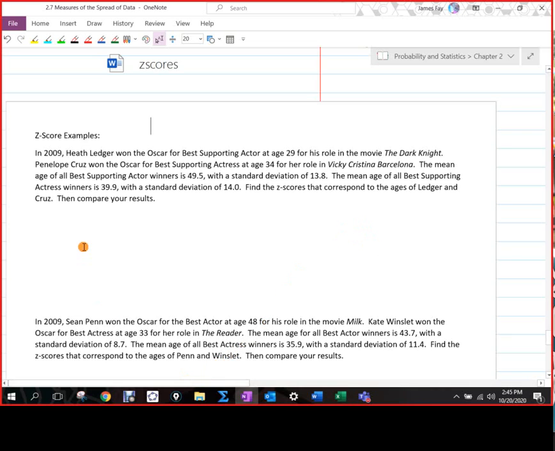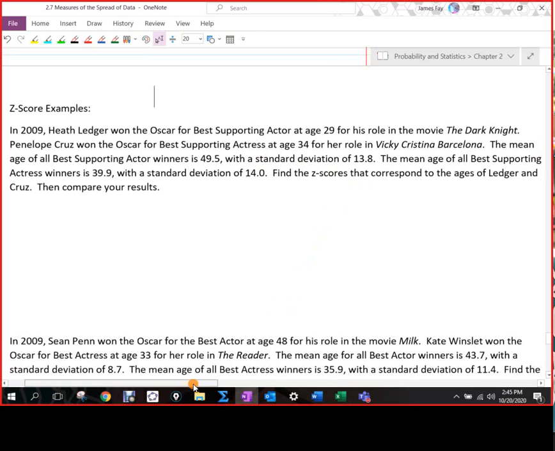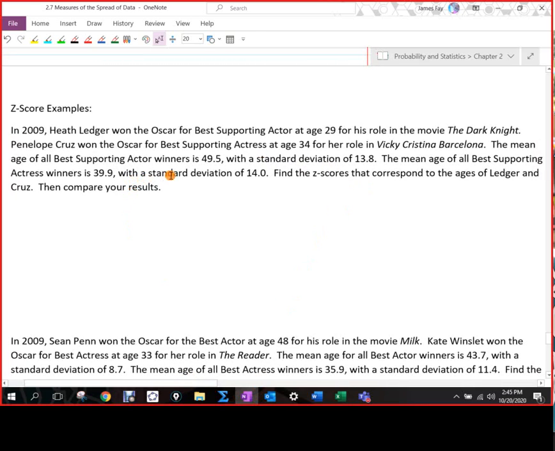All right, so I've got a couple examples of Z-scores. First one says, in 2009, Heath Ledger won the Oscar for Best Supporting Actor at age 29 for his role in the movie The Dark Knight. Penelope Cruz won the Oscar for Best Supporting Actress at age 34 for her role in Vicky Cristina Barcelona. The mean age of all Best Supporting Actor winners is 49.5, with a standard deviation of 13.8. The mean age of Best Supporting Actresses is 39.9, standard deviation of 14.0. Find the Z-scores that correspond to the age of Ledger and Cruz and then compare results.